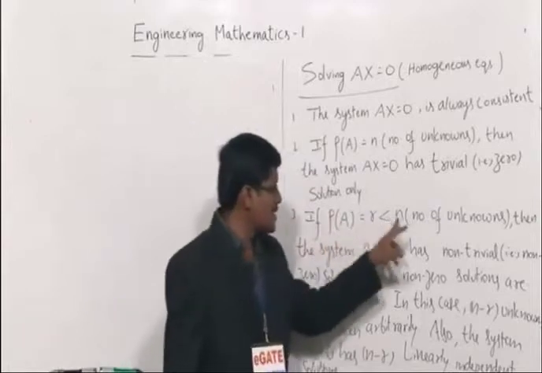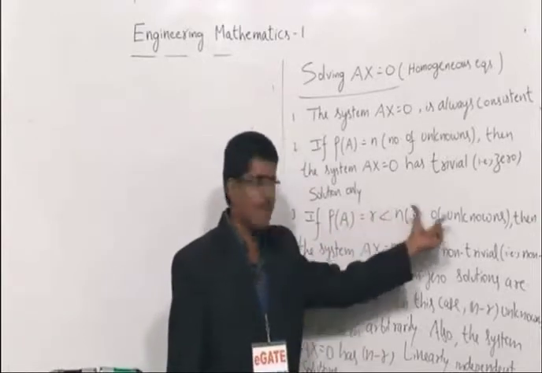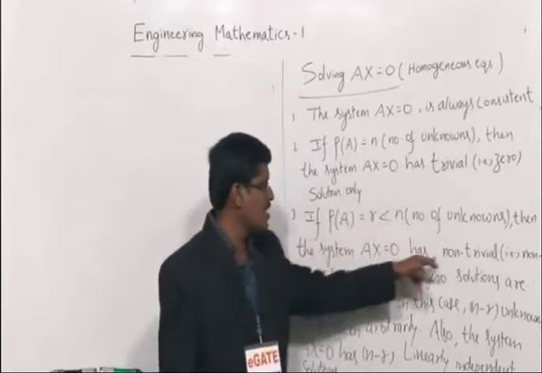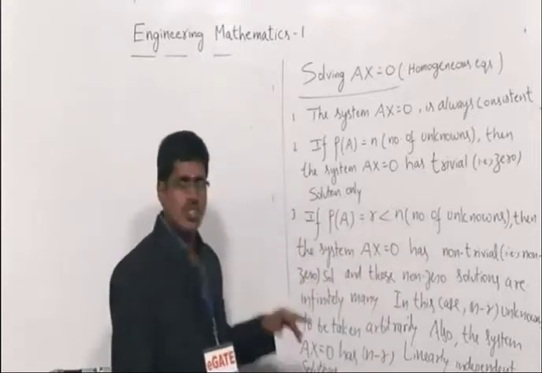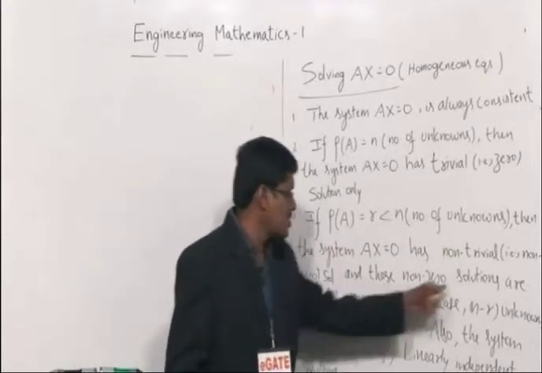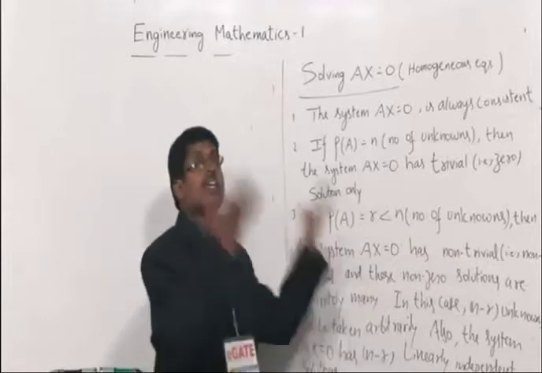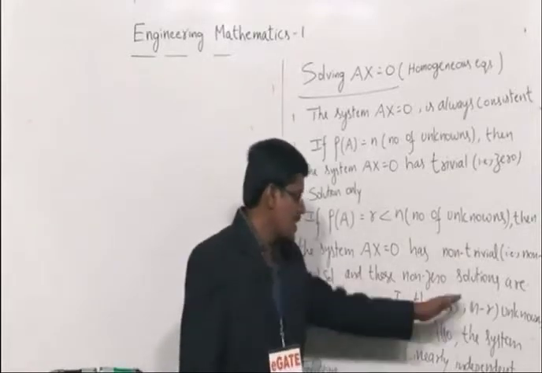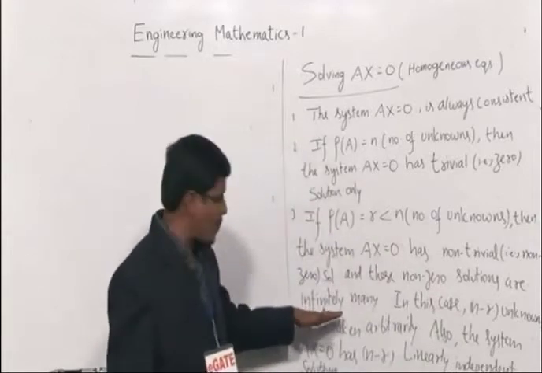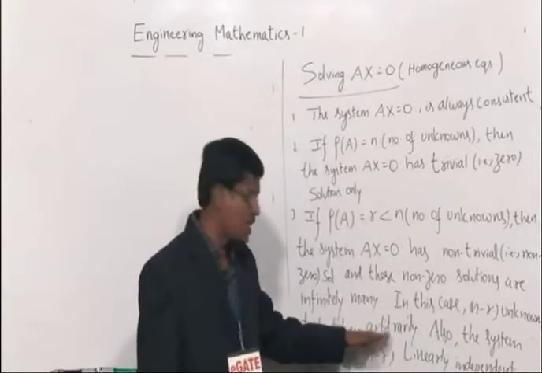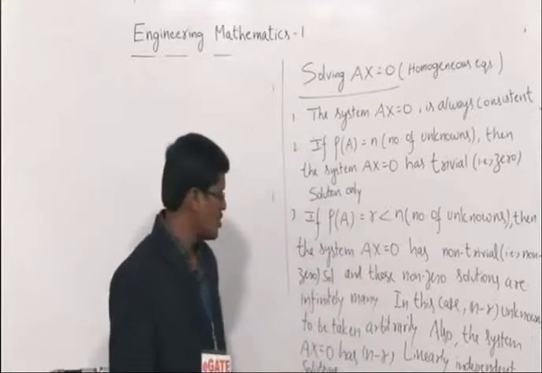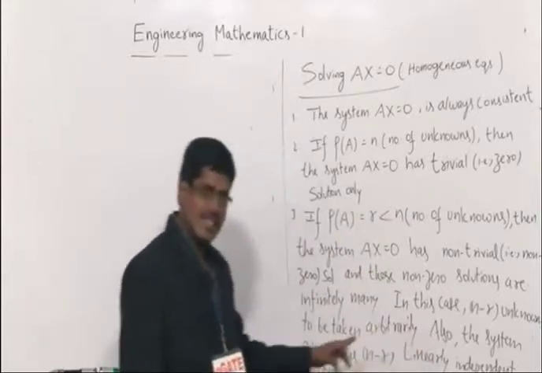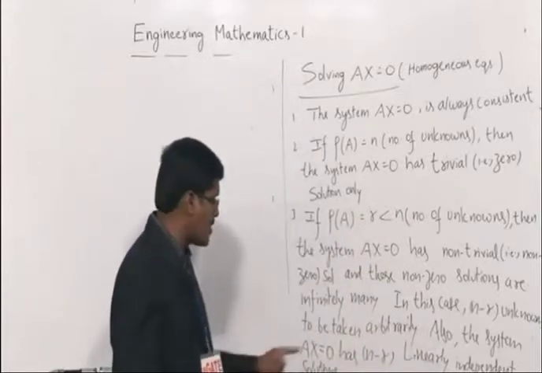Next, whenever rank A is less than n, that is, rank A is some number less than the number of unknowns, then these equations have a non-zero solution, that is a non-trivial solution, and how many are these non-zero solutions? Infinitely many, not finite. In this case, as I explained in the previous topic, n minus r unknowns are taken arbitrarily to get the infinite solutions. Now, one extra sentence is given in this point that is very important.